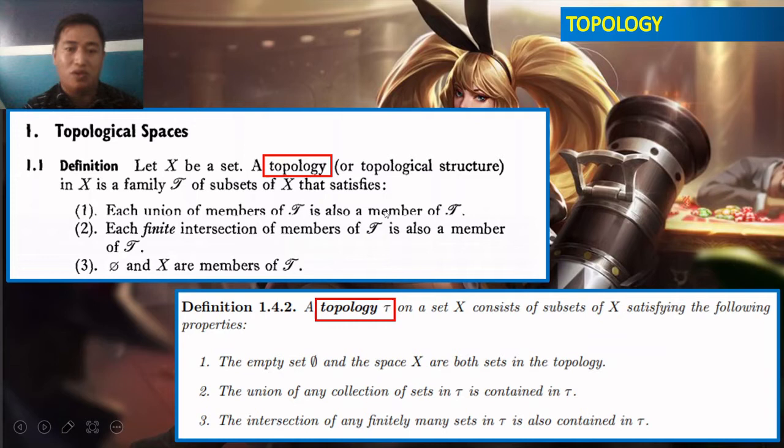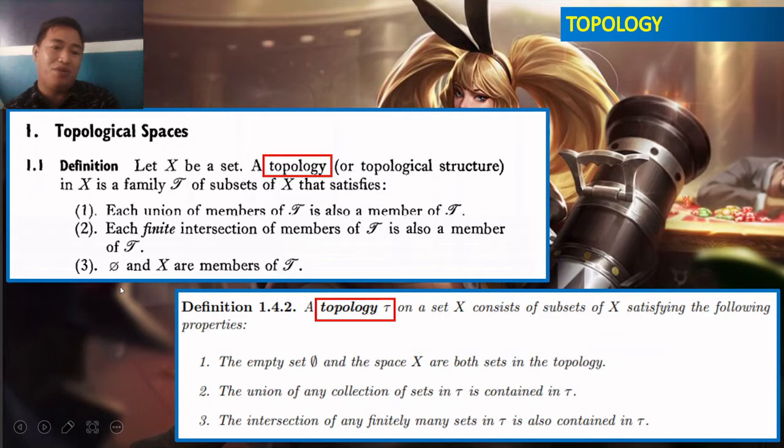So, the union of members of tau is also an element of tau. Number two, each finite intersection of members of tau is also a member of tau. So, for the intersection, it must be finite, while in number one the union can be infinite. Then, the intersection of the members is also a member of tau.